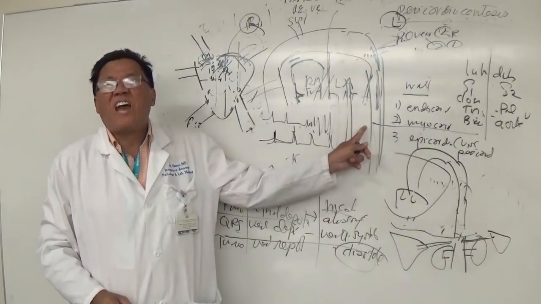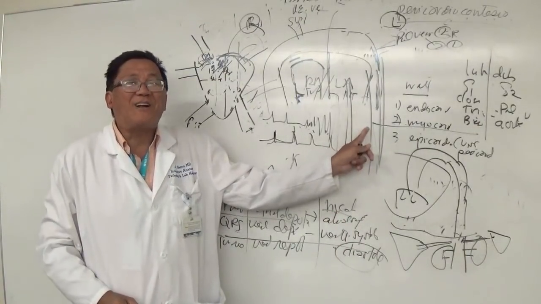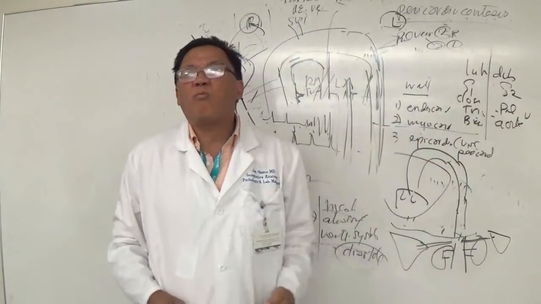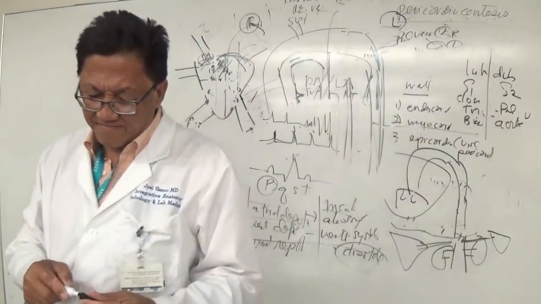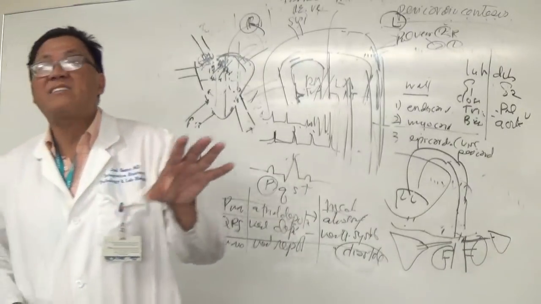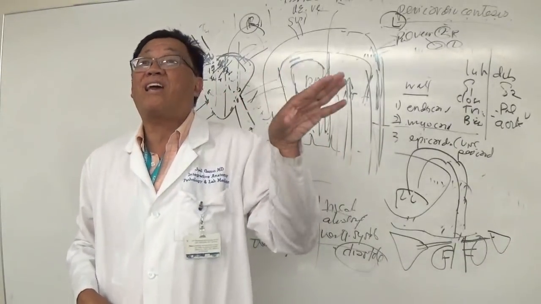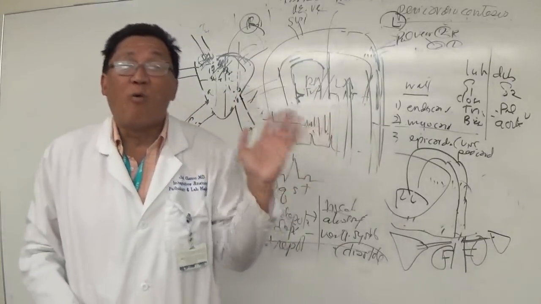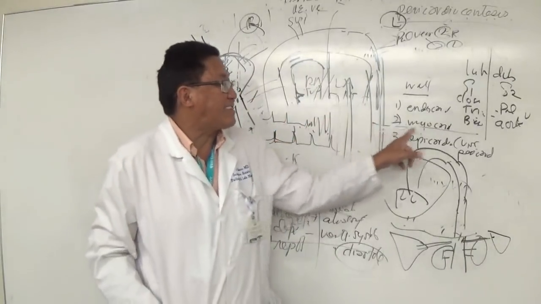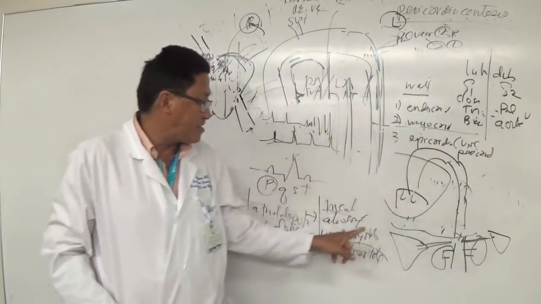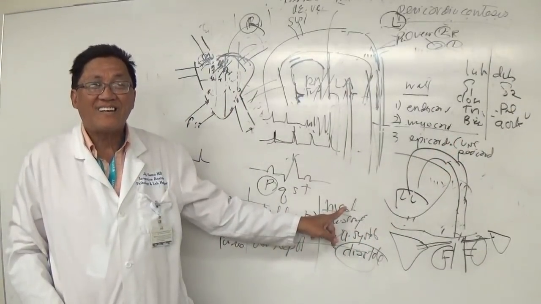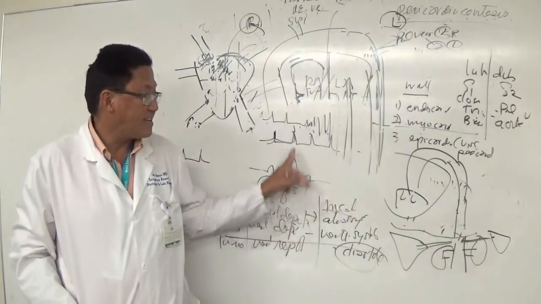Ventricular fibrillation. Ventricular what? Fibrillation. And what is that? What does a flat line indicate? Cardiac arrest. Cardiac arrest is a flat line. There is no electrical current. The patient is dead. Why? If there is no electrical activity, then there is no what? No electrical stimulation, dead. No ECG.